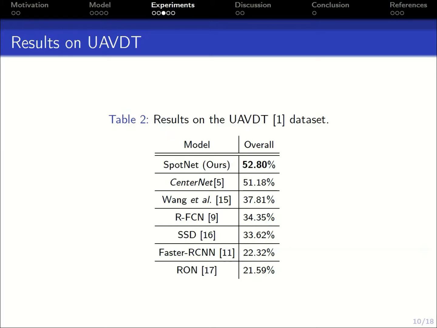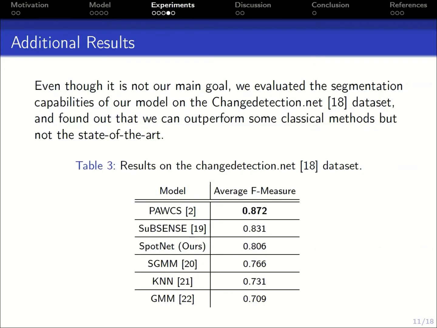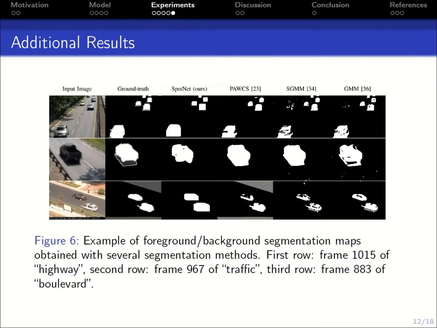dataset. Even though it is not our main goal, we evaluated the segmentation capabilities of our model on the change-detection.net dataset, which is a background subtraction dataset, and found out that we can outperform some classical methods, but not the state-of-the-art. Here are some examples of foreground-background segmentation maps obtained by our model and some other methods. You can see that ours are a little bit squared due to the intersection with bounding boxes.